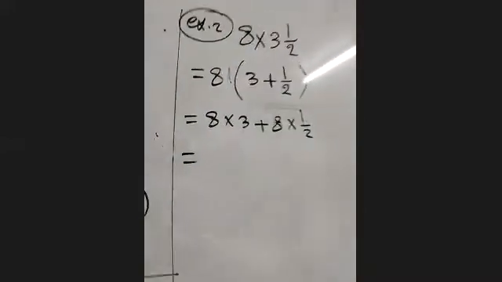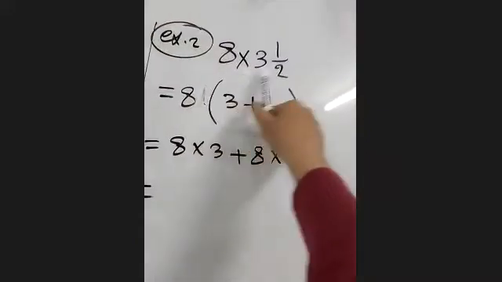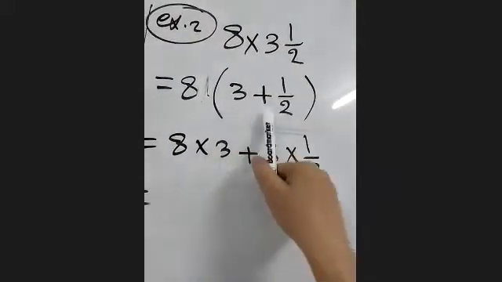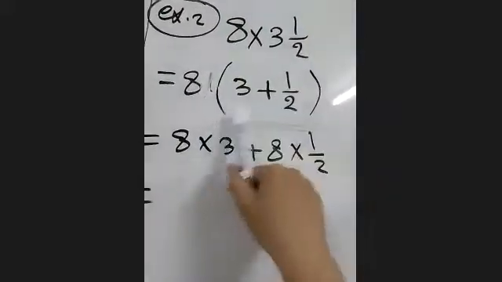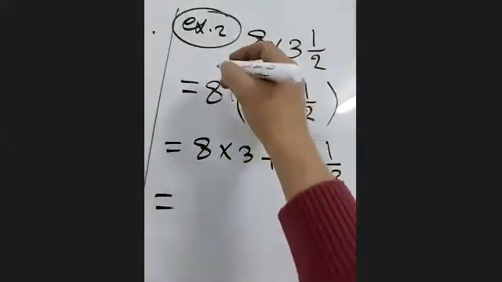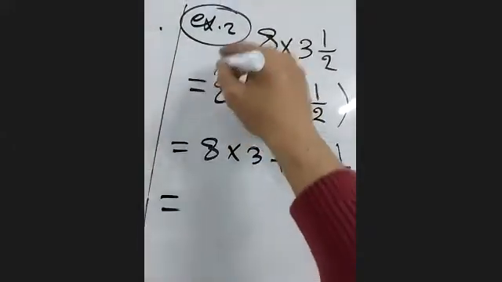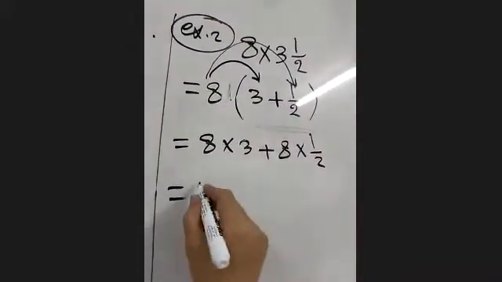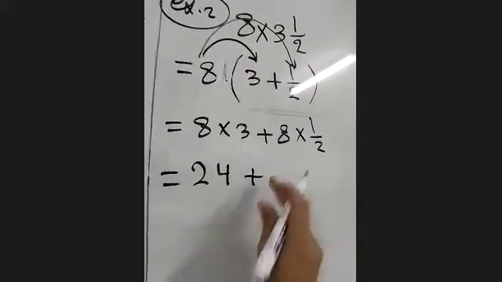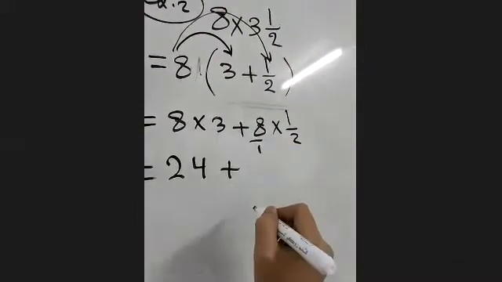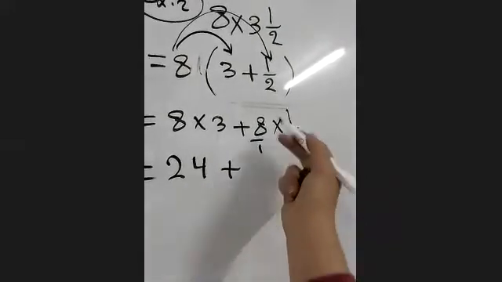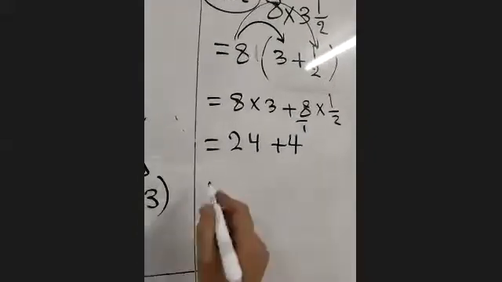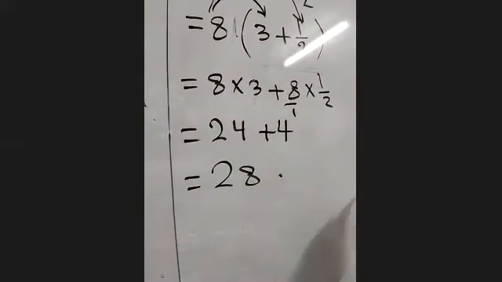Equal. Again, 8 multiply mixed number. We turn the mixed number to be 3 plus half, 3 and a half, 3 plus half in a bracket. Don't forget the brackets. Now we use the distributive property. 8 multiply 3 plus 8 multiply the half. Now 8 multiply 3, it's 24 plus 8 multiply half. Do it mentally. 8 by 1, 8. 1 by 2, 2. 8 over 2 is 4. 24 plus 4 is 28.